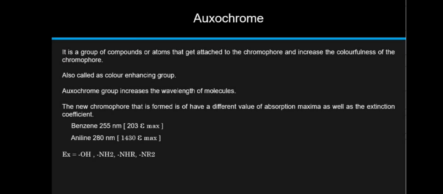Further, we will discuss the auxochromes. It is a group of atoms that gets attached to the chromophores and increases the colorfulness of the chromophores, and it is also called a color enhancing group. Examples are benzene and aniline. Benzene has a wavelength of 255 nanometer and aniline has 280 nanometer. With the presence of the NH2 group, it enhances the wavelength of the molecule.